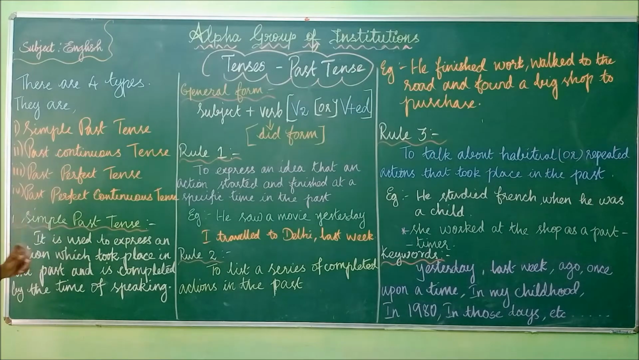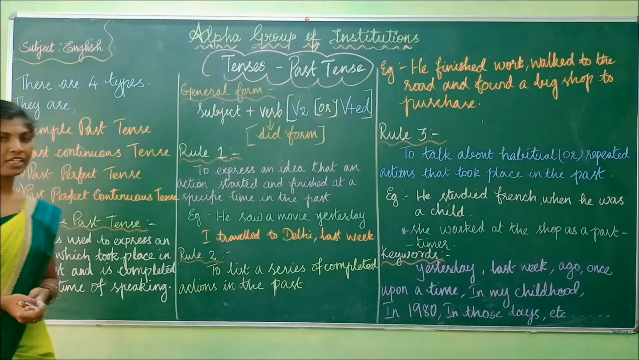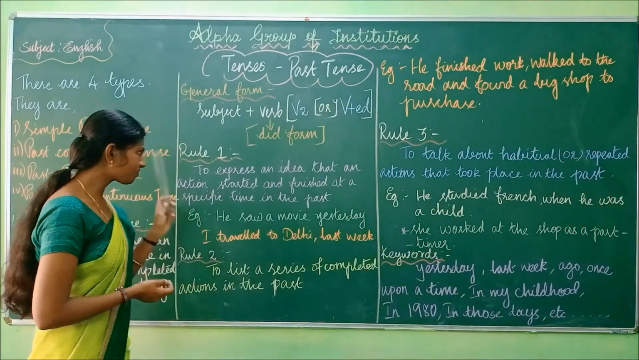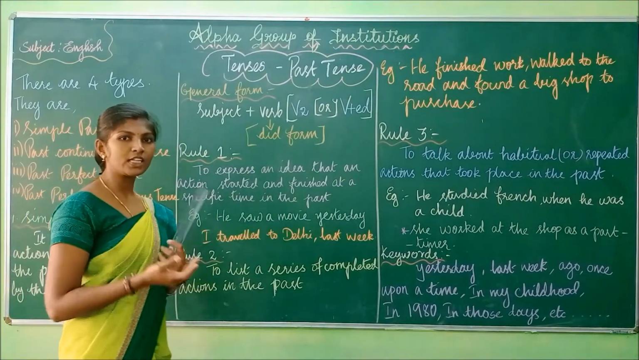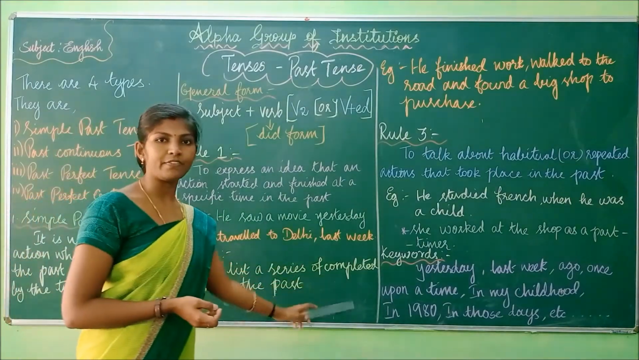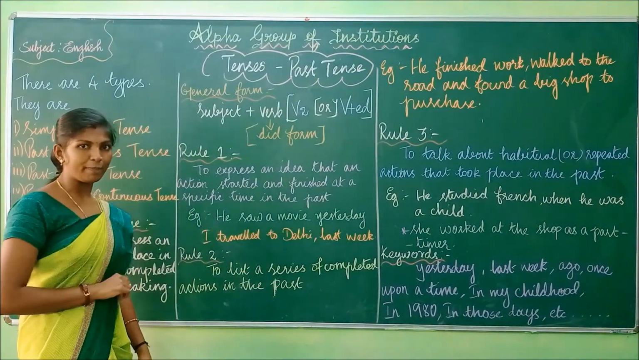What are the four types? Simple past tense, past continuous tense, past perfect tense, past perfect continuous tense. Okay, so now we'll see one by one. First we'll see simple past tense and the definition of simple past tense. What are the general forms that we use in simple past tense, and the rules, which are the places that we use simple past, and the examples, the keywords we are going to see in simple past tense now.